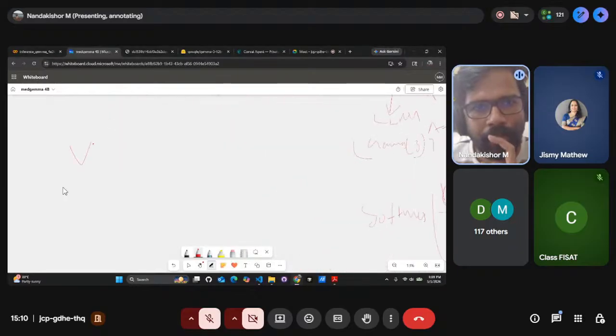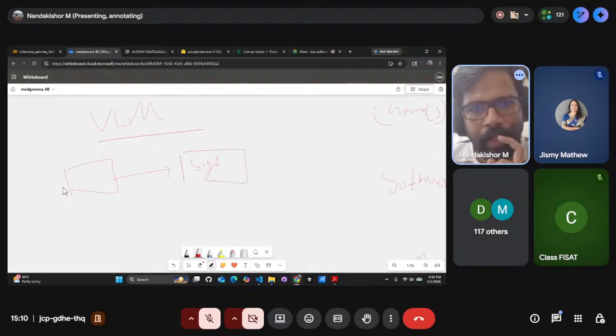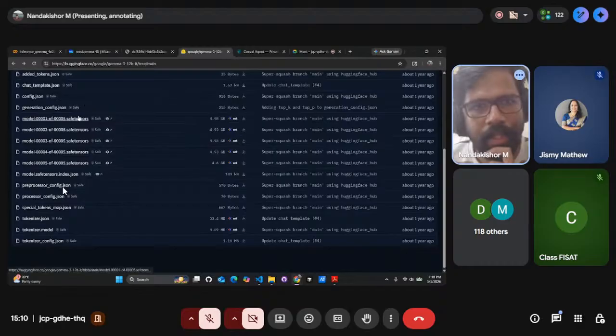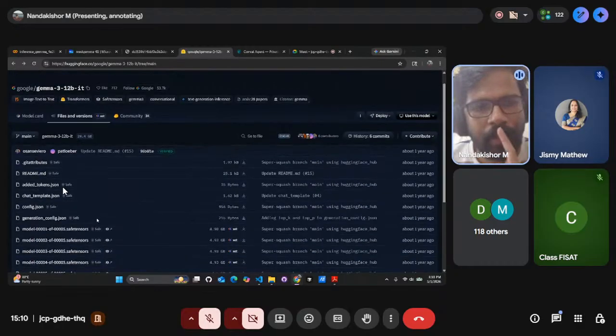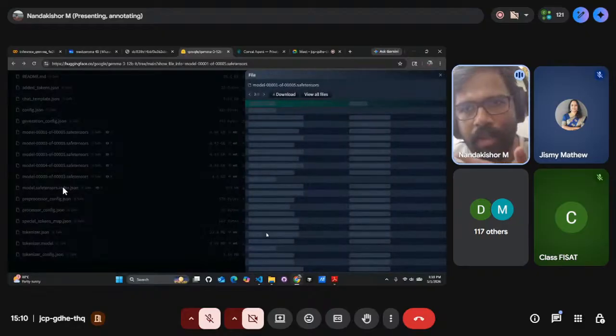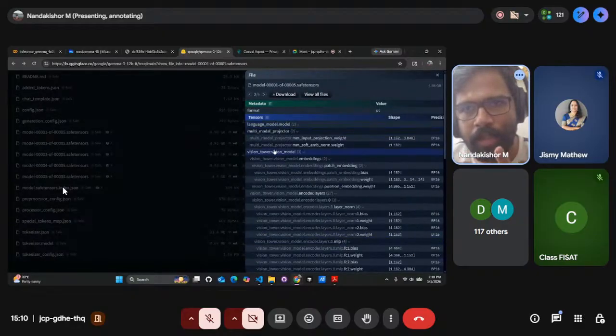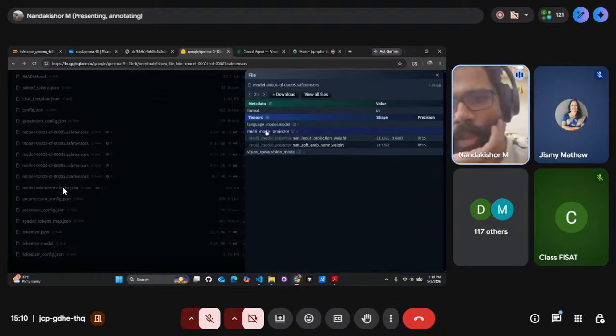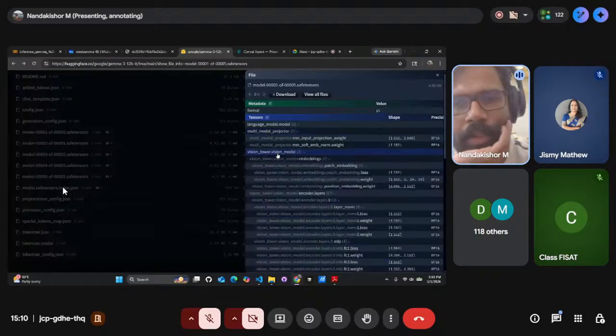A vision language model like Gemma 3 works based on an image. You tokenize it with SigLIP, sigmoid loss for language image pre-training, which is an encoder. And you can see this, this is what we call the weight files, the safetensors files. You can see all the layers: vision tower layers, the language model layers, the multimodal projector is here, the vision tower model is here.